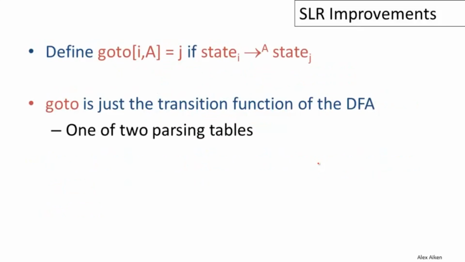So now we're ready to actually give the details of the parsing algorithm. The first step is to define a table goTo, and this maps a state and a symbol to another state. And this is just the transition function of the DFA. This is the graph of the DFA written out as an array.